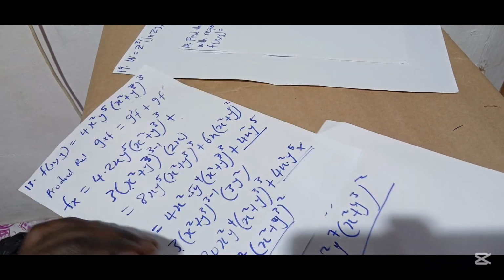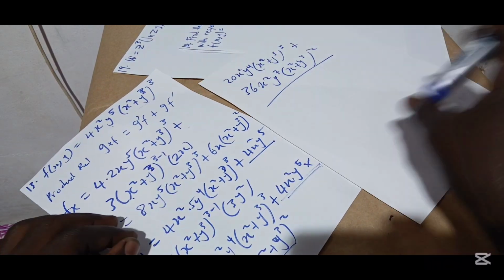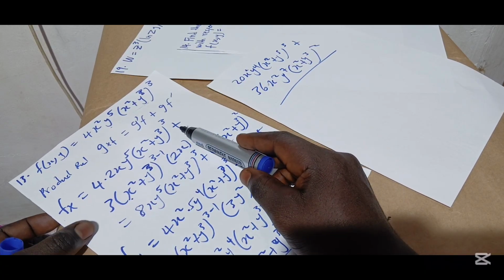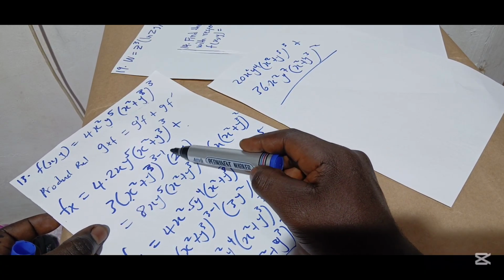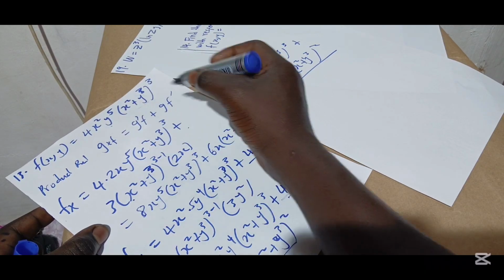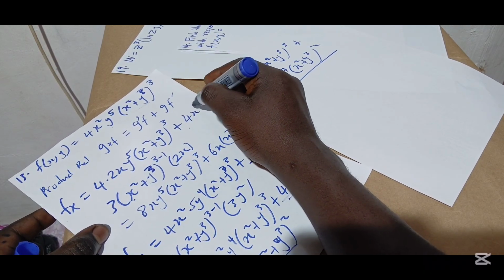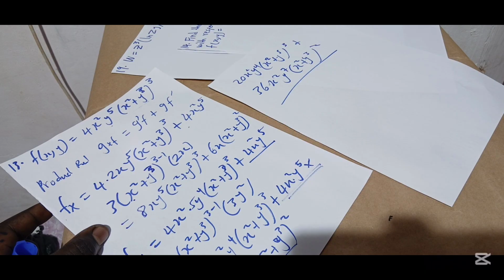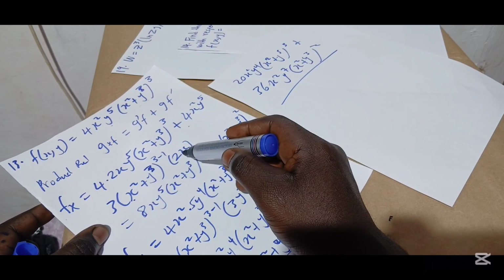I said there was a problem here. And the problem is here, when we were differentiating the second term leaving the first term constant, we did not write the first term, y to the power 5. So it means this is multiplying this, right?